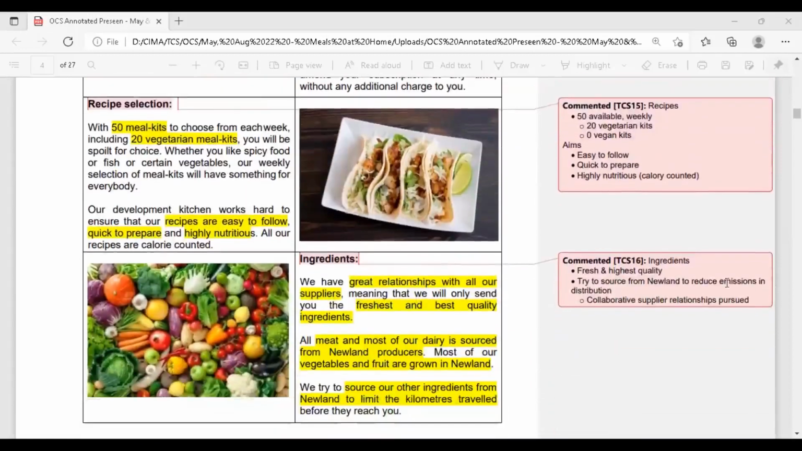And looking at the type of ingredients used within our meal kits, we use fresh ingredients as well as ingredients of the highest quality, and we try to source from nearby to reduce emissions in distribution. So I highlighted this point earlier as well. If we are to reduce emissions effectively, then we have to maintain collaborative supply relationships, and on top of that, we have to have collaborative relationships with the distributors, so that we can ensure that all our suppliers and distributors believe in sustainability just the way we do.